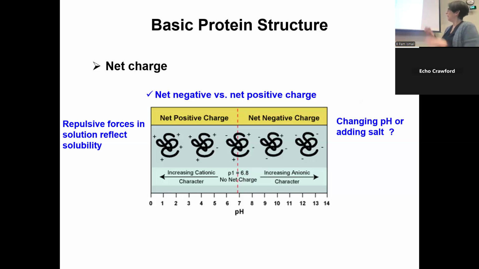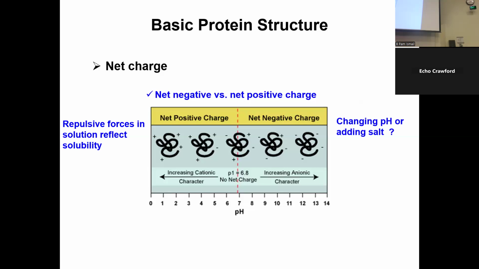So changing the pH will impact the net charge. Adding salt, how would that impact your net charge? What happens when you add NaCl? There's other salts as well. With NaCl, they are dissociated in water, so you have Na plus and you have Cl minus. So what happens? They shield the charge. It depends on the concentration of the salt. We're going to talk about that later.